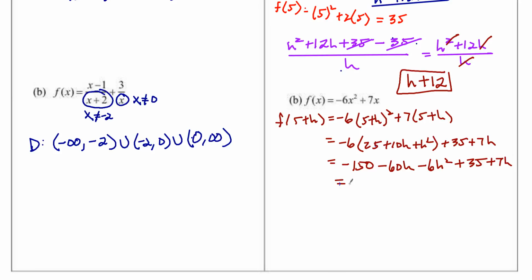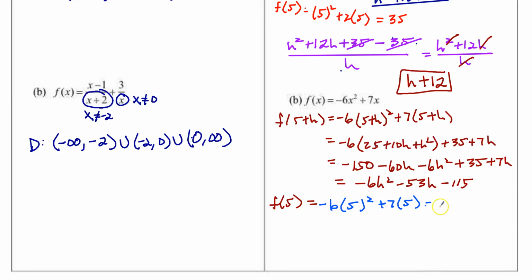Combine like terms. -6h squared minus 53h minus 115. Then I have f of 5, which will be -6 times 5 squared plus 7 times 5, and that's going to give me -115.